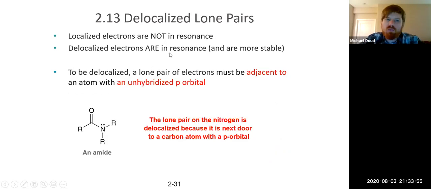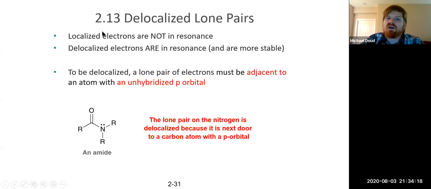Okay, a couple more things. One thing we want to note is that we have these delocalized lone pairs. So localized electrons are a lone pair that's not involved in resonance, that's localized on a single atom. So you think of water, H2O, the oxygen there has two lone pairs. Those are localized, they're not delocalized at all.